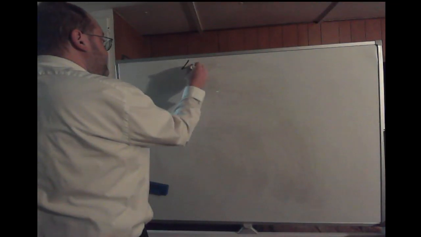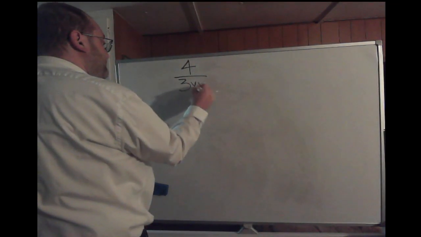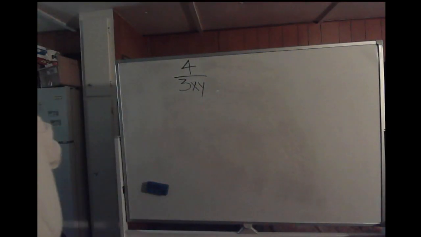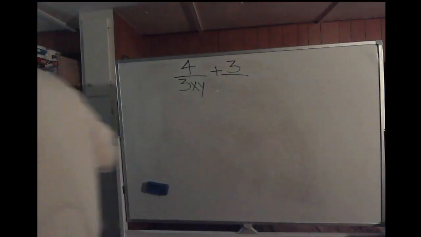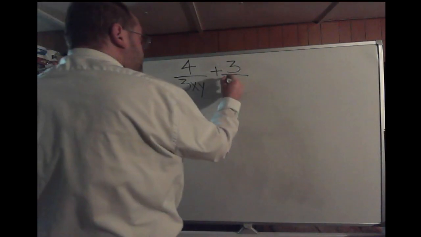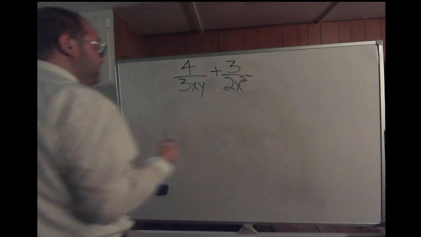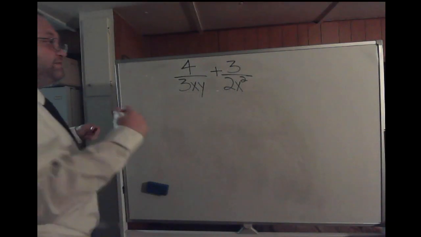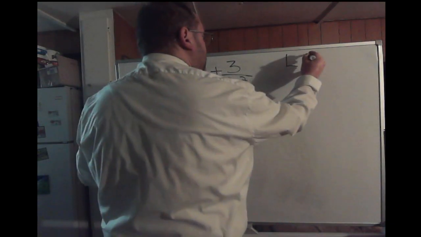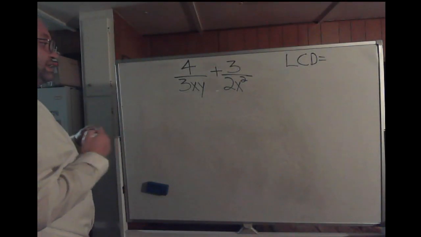Alright, let's see. We have 4 over 3xy plus 3 over 2x squared. Well, we need to find our least common denominator.